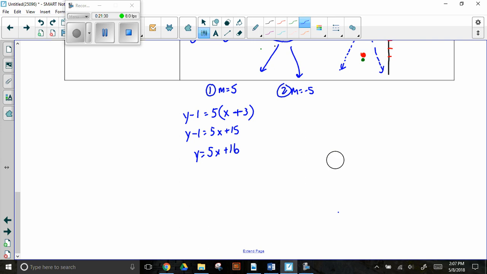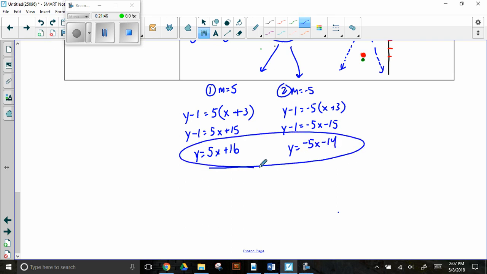The second equation, do the same thing. Y minus 1 equals negative 5 times x plus 3. That's changing the sign in the middle. And so this becomes y minus 1 equals negative 5x minus 15. Add the 1 over. Y equals negative 5x minus 14. So our asymptotes have that equation.